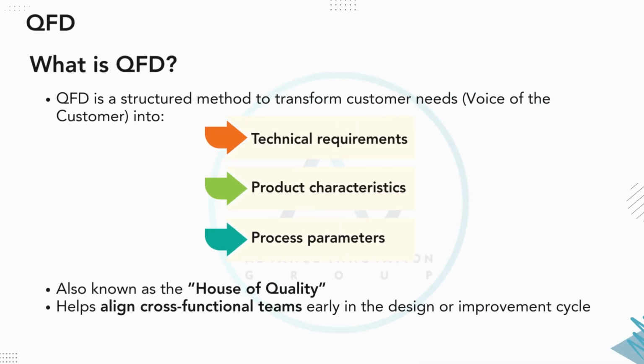QFD, or Quality Function Deployment, is a structured approach used to convert customer needs, what we call the voice of the customer, into specific actionable design and process requirements. It ensures that customer expectations are clearly understood and reflected in technical requirements, product characteristics, and process parameters. It is often referred to as the House of Quality because of the matrix format used to visualize relationships between customer needs and engineering specifications.